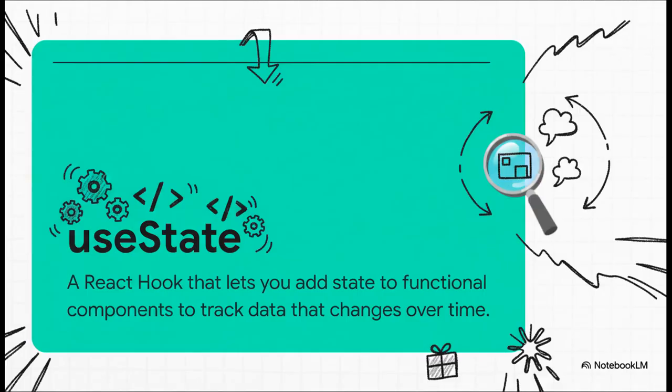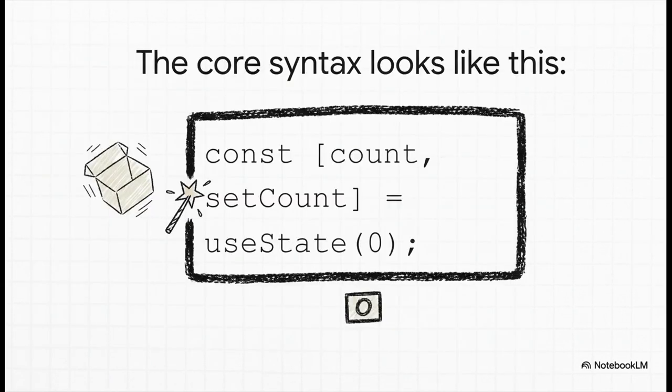So what is useState? At its heart, it's just a special function that React gives you. It literally lets you hook into React state management features from inside a simple function. It's how you tell React, hey, I need this component to remember something. And this line of code right here, you are going to see this everywhere. It's probably the most common hook you'll ever write. Now, I know if you're new to it, that syntax with the square brackets might look a little weird. It's called array destructuring.